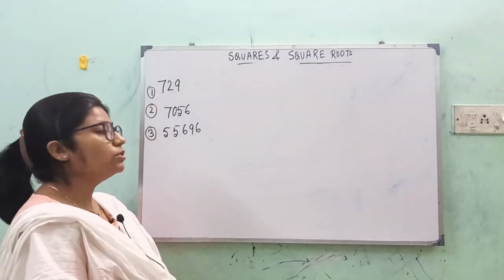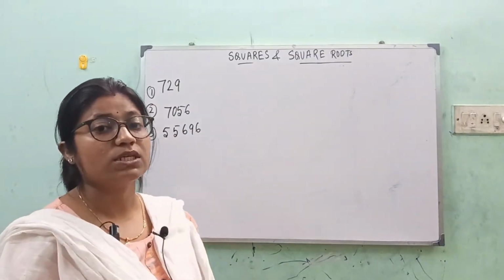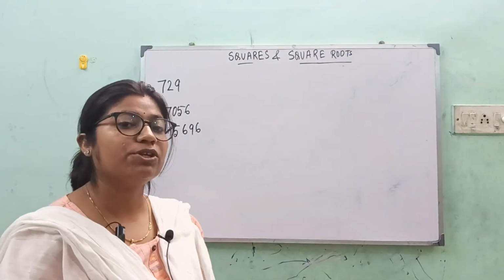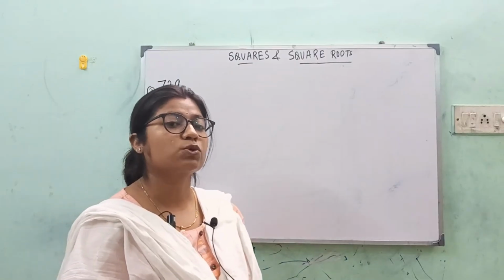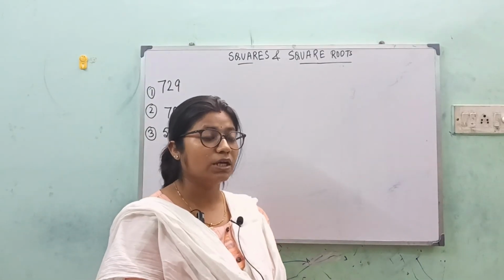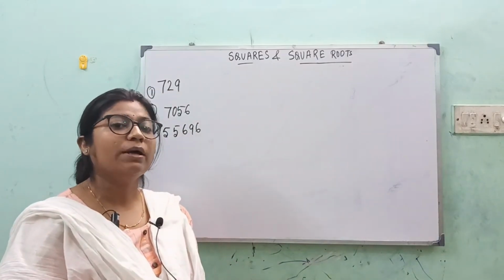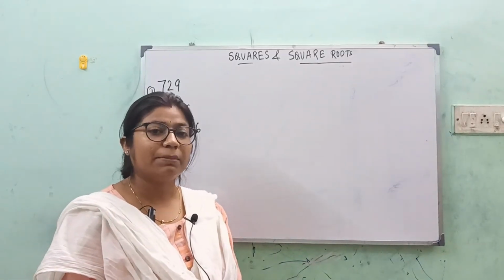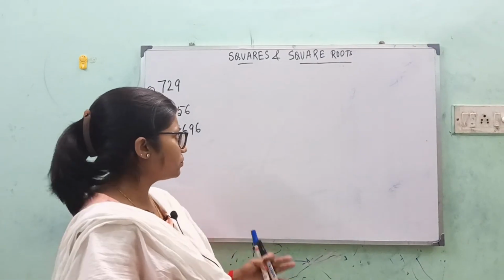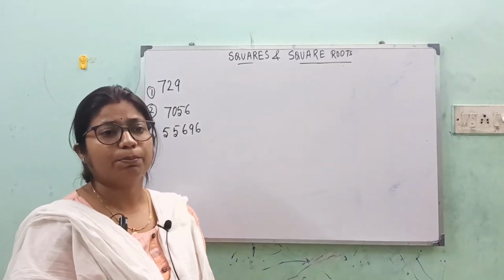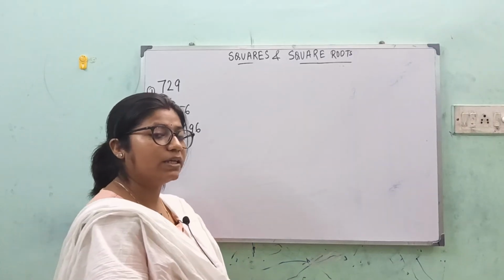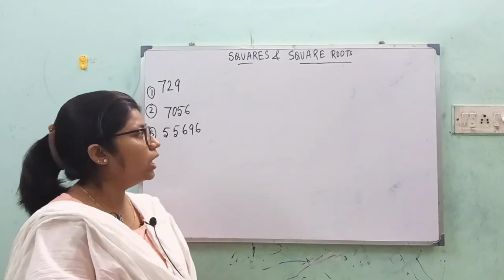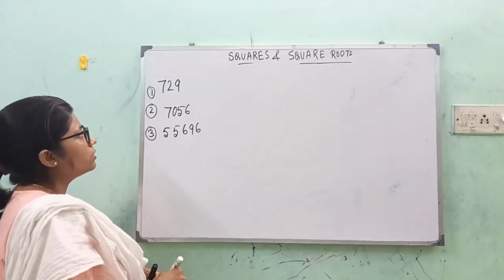Today we are going to learn to find the square root of a number using the division method. In the previous video we have already learnt how to find the square root using the prime factorization method. If you have not gone through the video, please go through it, so that both the methods are very well known to you and you find it easier to find square roots using any one of the methods. So we'll start with the division method here.